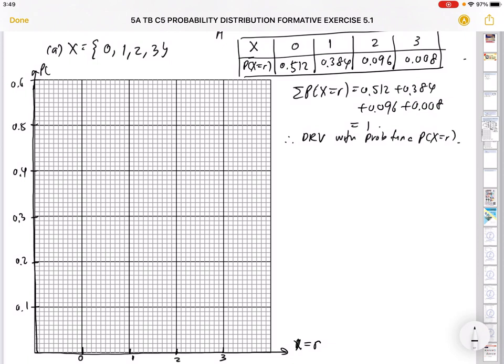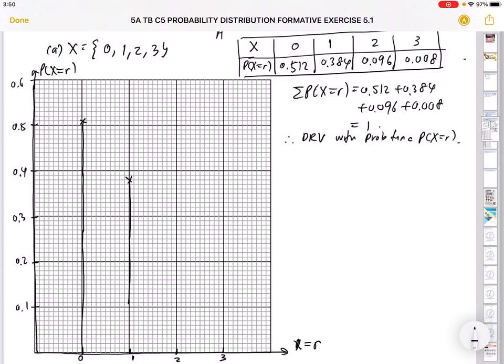For 0, I get 0.512. We can only read up to half the smallest boxes, so that means 0.51 or 0.52 or even 0.515, up to you. Maybe I draw 0.515 here, and draw a line downwards. Please use a ruler, guys. Sorry, I'm not using a ruler, freehand. For x equals 1, 0.384 will be over here. Draw a vertical line downwards.